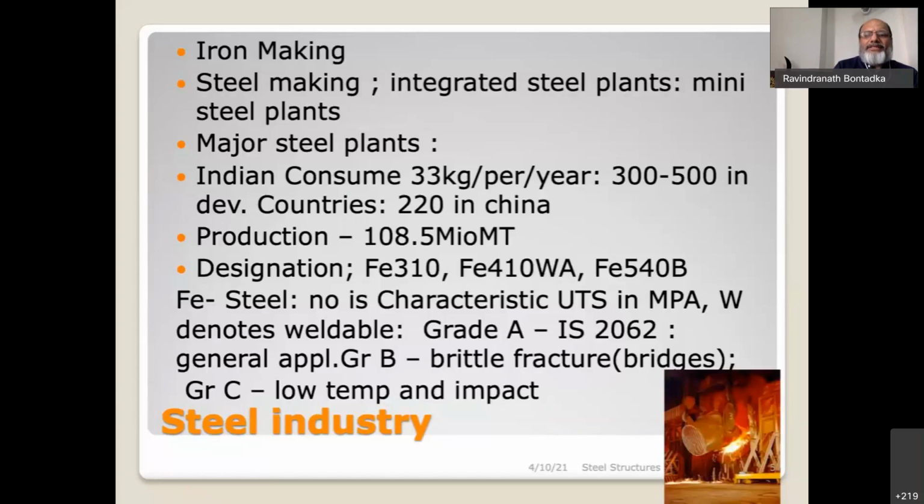Grade A refers to IS 2062 for general applications. Grade B refers to brittle fracture, for steels used in particular locations like bridges, and grade C refers to low temperature and impact resistant steel. So this is about the steel industry.